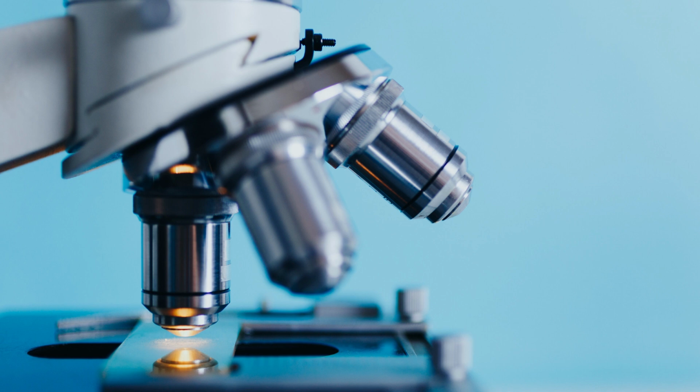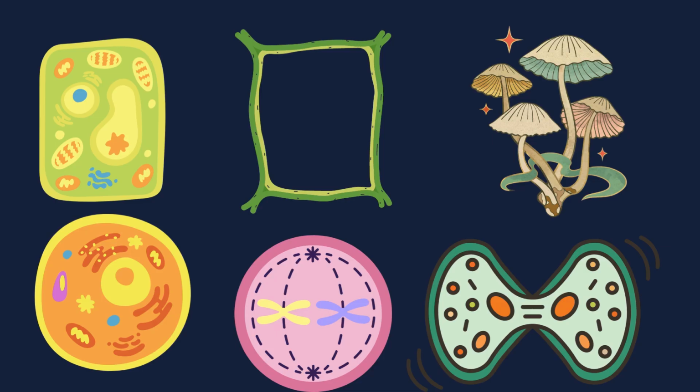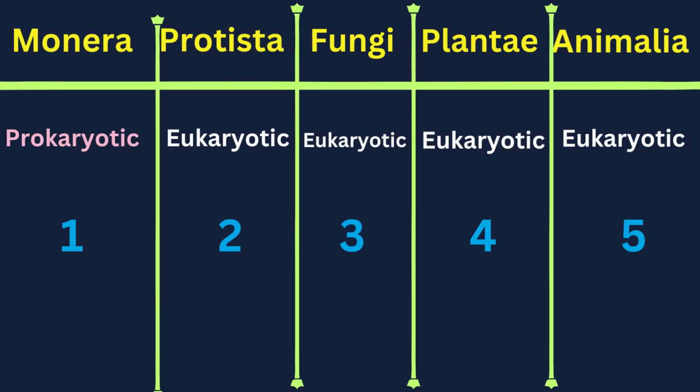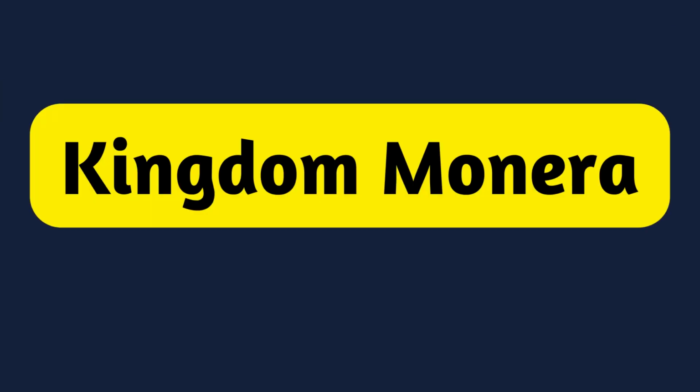and evolutionary relationships. Over time, an attempt has been made to evolve a classification system which reflects not only the morphological, physiological, and reproductive similarities but is also phylogenetic, that is based on evolutionary relationships. Kingdom Monera will be covered in this video and other four kingdoms will be covered in separate videos. Let's start with Kingdom Monera now.